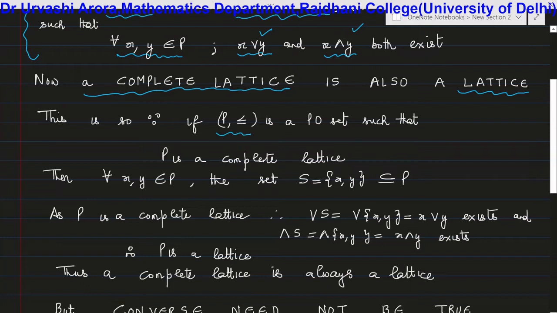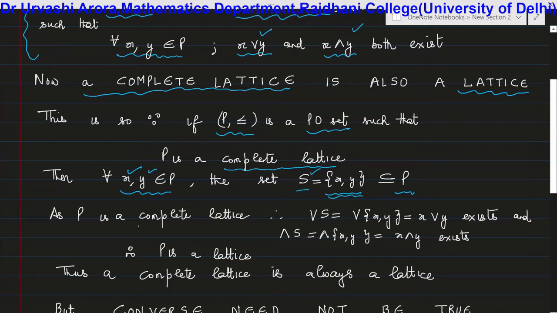Now if P, less than equal to, is a PO set that is given to you, and let us suppose that this PO set P is a complete lattice, then let me just pick up any two points x and y belonging to P. Then if we consider the set S, which is the set of these two elements x and y, then obviously this is a subset of P, because x and y are both elements of P. So S, which is a set consisting of these two elements x and y, is also a subset of P.